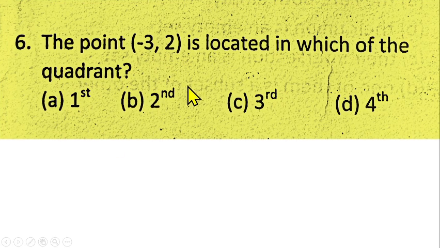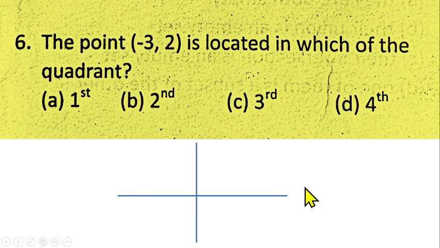Question number 6 is also from coordinate geometry. The point (-3, 2) is located in which of the quadrants? We are trying to look for the quadrant where this point belongs. So if I draw my cardinal points, this will be the first quadrant, this is the second quadrant, this is the third, and this is the fourth if you go anti-clockwise.